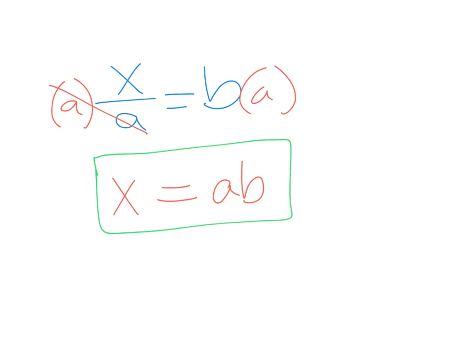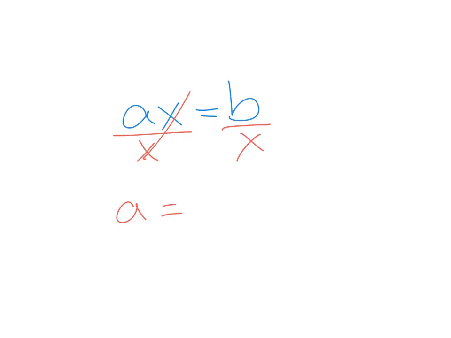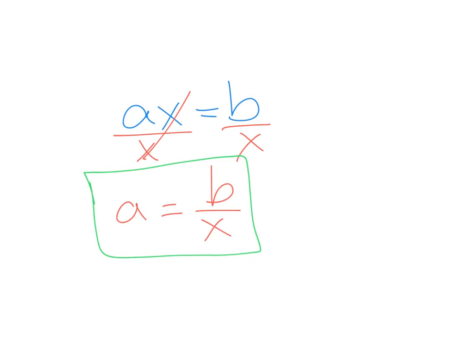Make sense? So let's do the division property of equality. So we have a times x equals b. To move it, we do the inverse, which is divide by a. So I'm left with x equals b over a. So that would be division.